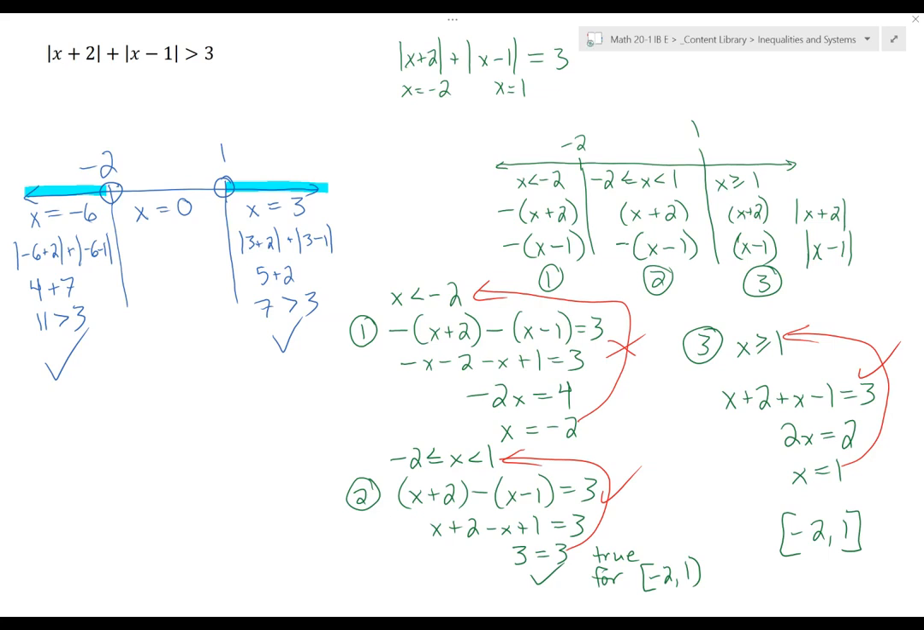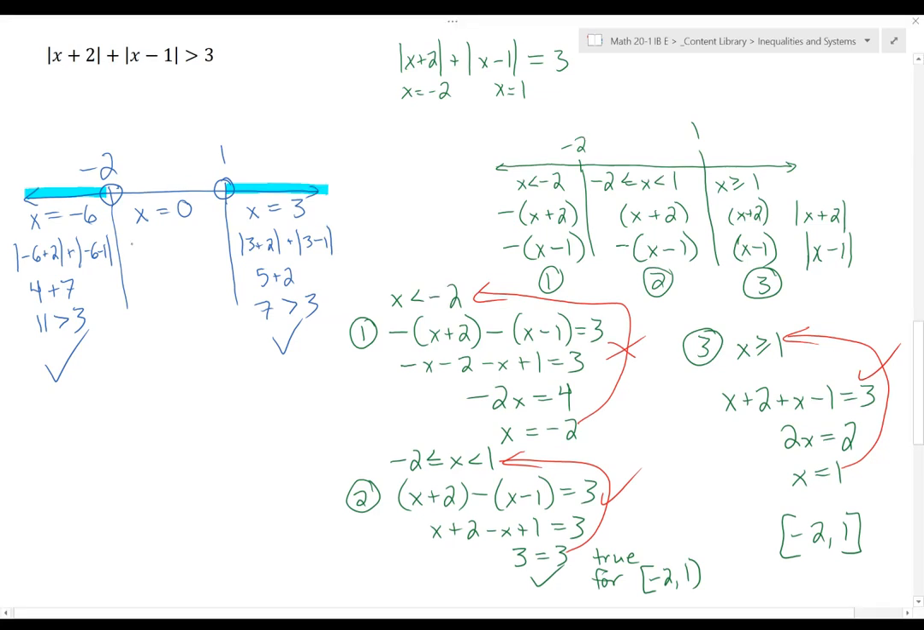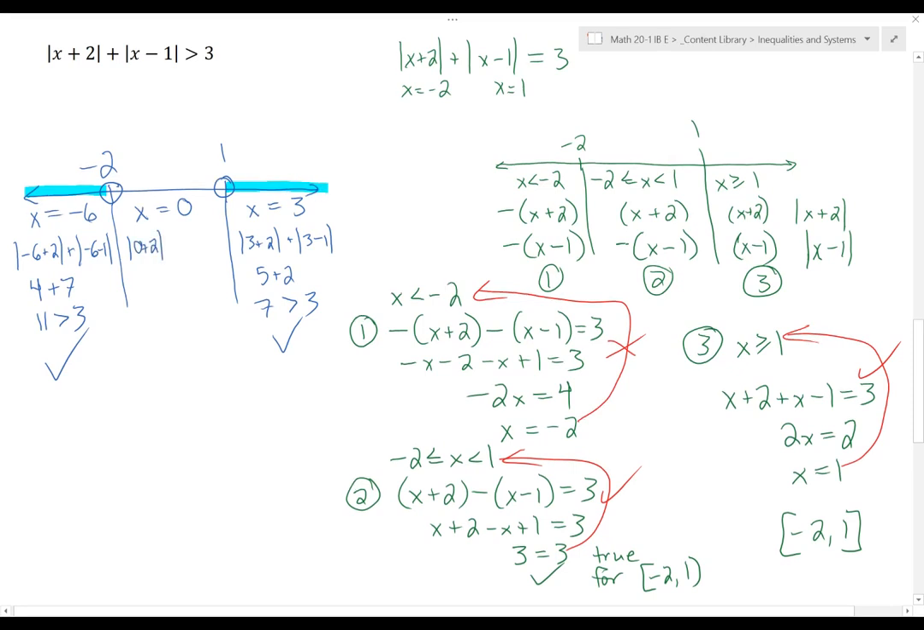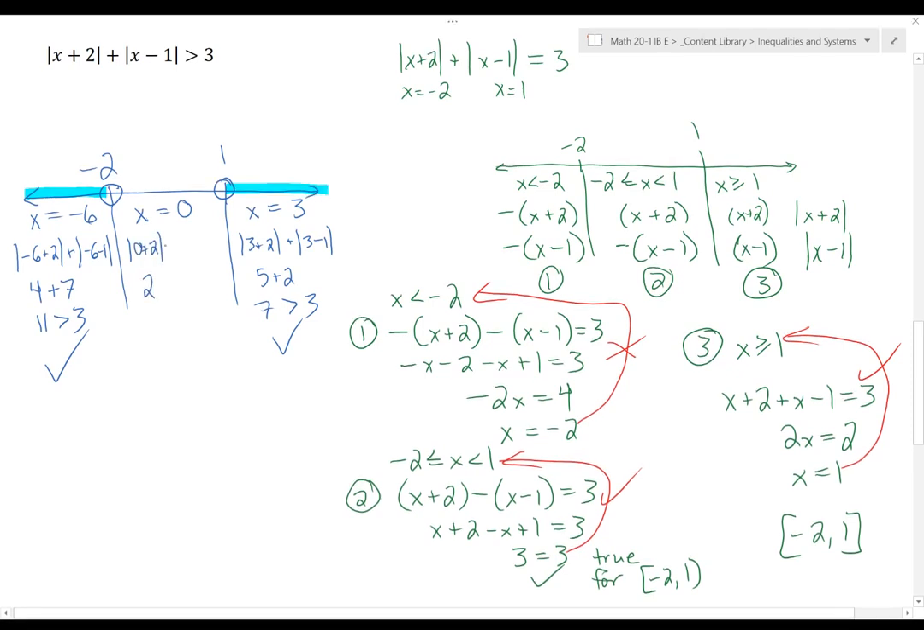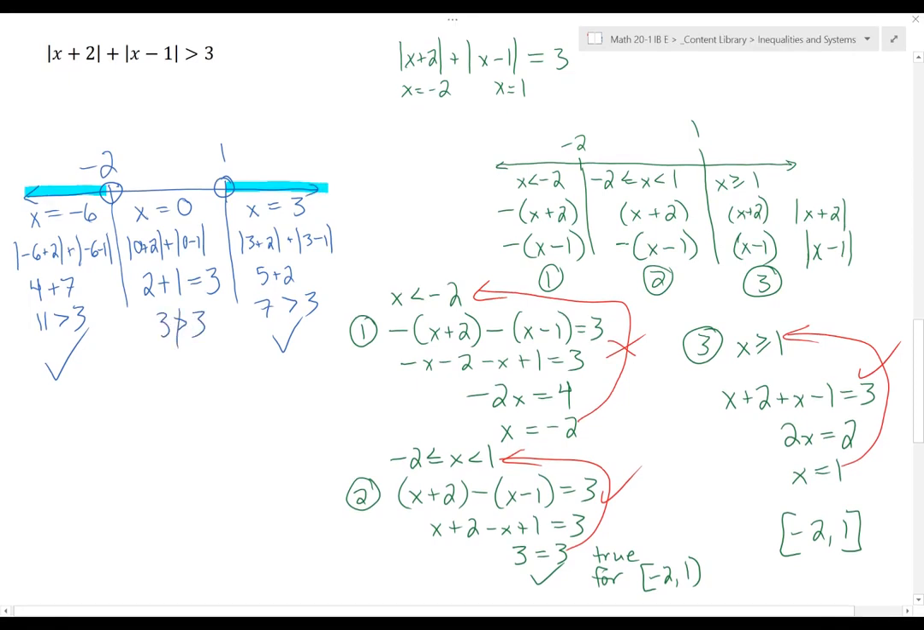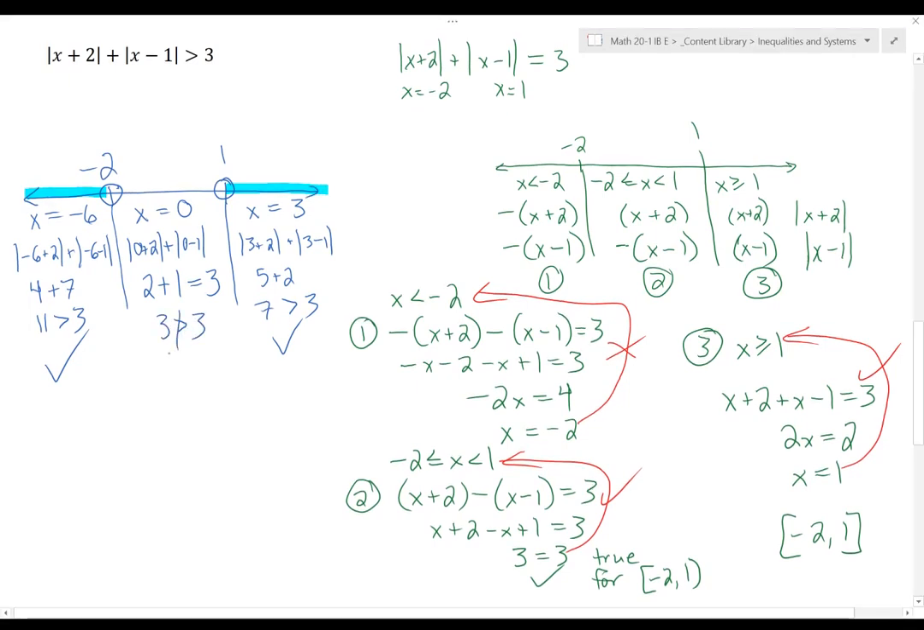But even if I don't think that through and realize it, or if I'm uncertain because something wonky is happening and I want to test it, if I plug in 0, the absolute value of 0 plus 2 is 2, plus the absolute value of 0 minus 1, which is the absolute value of negative 1, which is 1, 2 plus 1 equals 3. 3 is not greater than 3, so I can't include this interval.